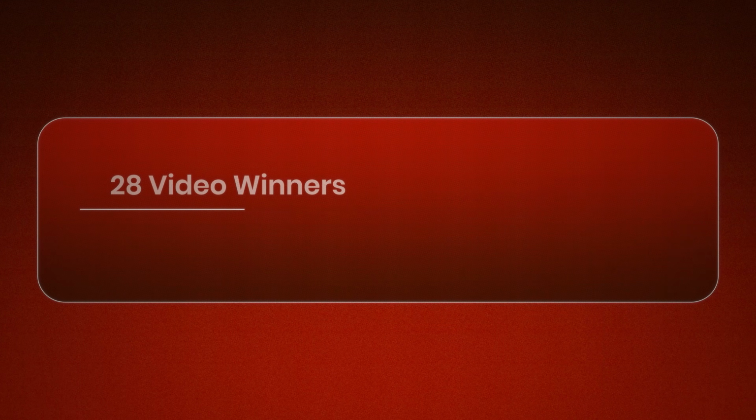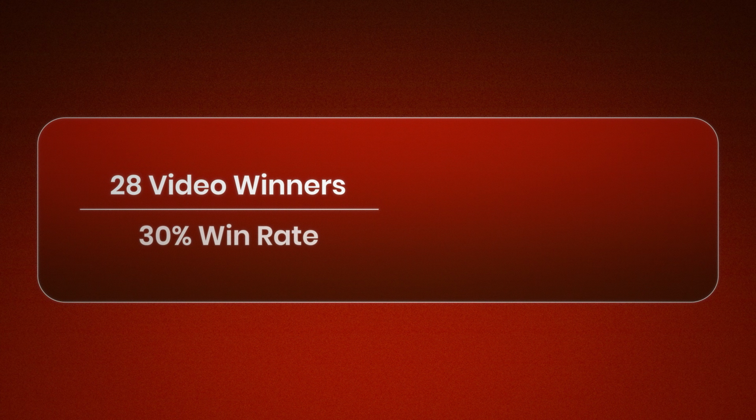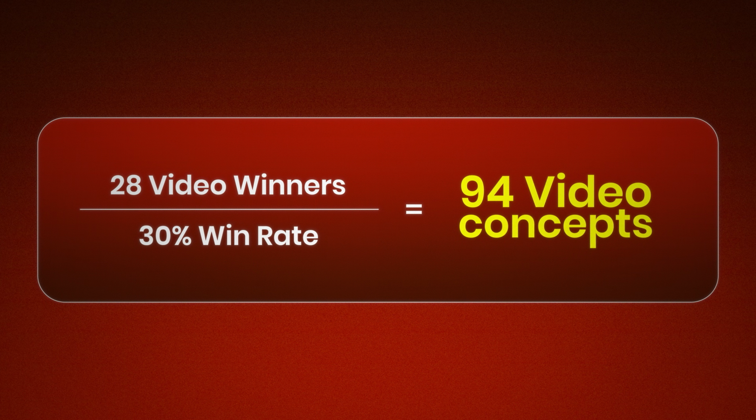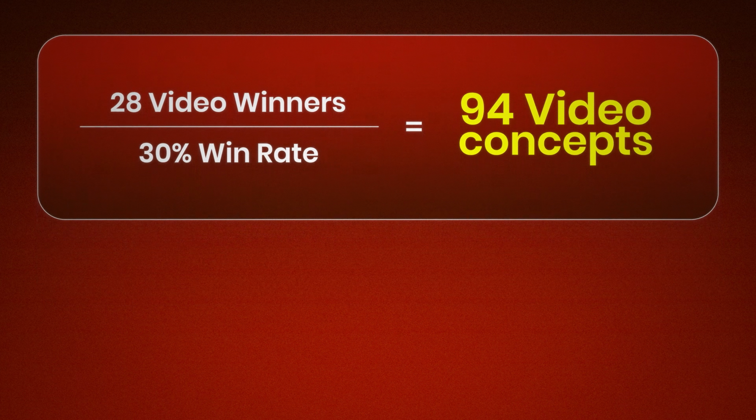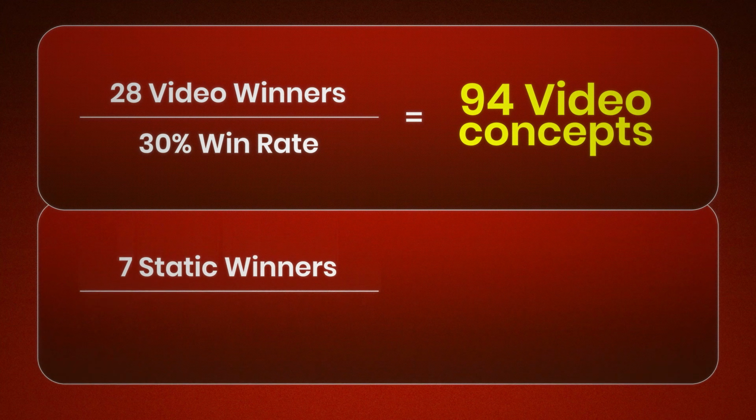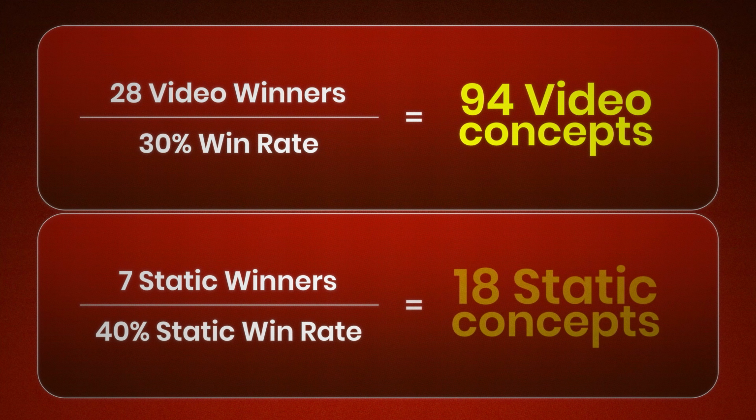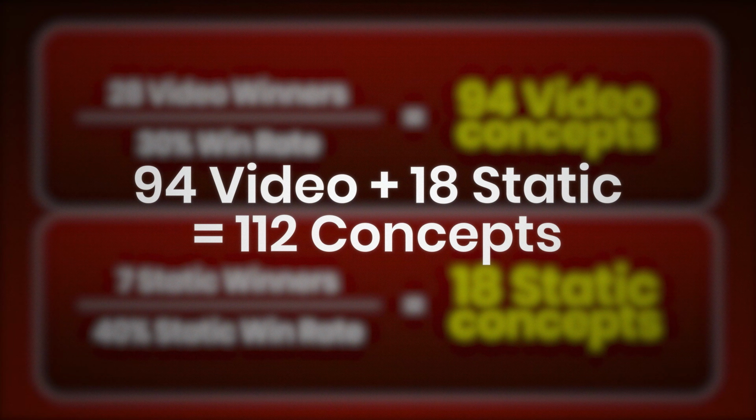Then back into volume using win rate. So if your video win rate is 30%, you need 28 divided by 30%. Now that's gonna be 94 videos to find those 28 winners. If your static win rate is 40%, you need about 18 statics to find 7. So you need about 112 concepts that month.